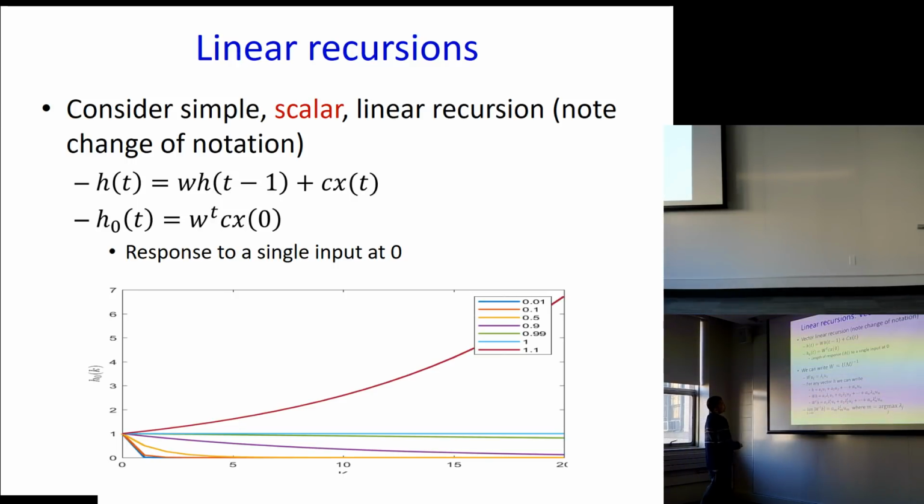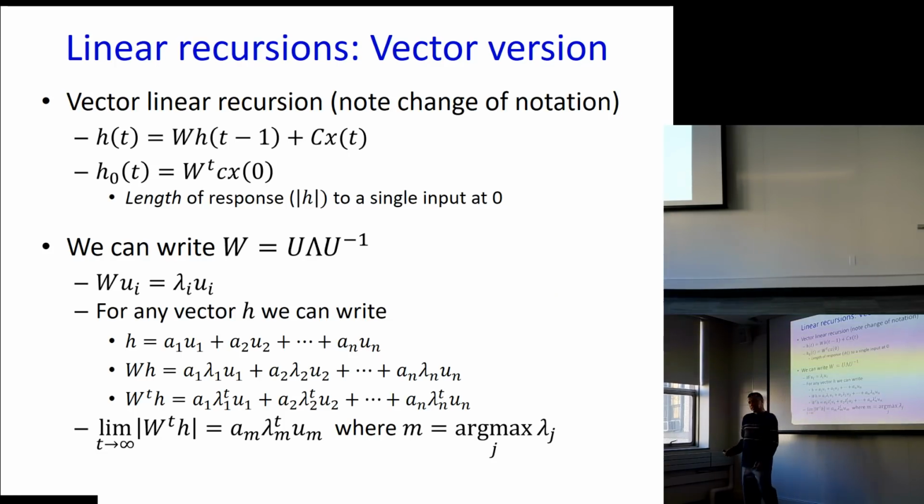Now suppose I think of this in terms of a vector. This is just a simple scalar input. I have inputs as scalars, and I'm looking at scalar operations. Now let me look at it as a vector. Now h of t is w times h of t minus 1 plus c times x_t. C is a matrix, w is a matrix, h is a vector, x is a vector. That's just again the linear system that we just looked at.